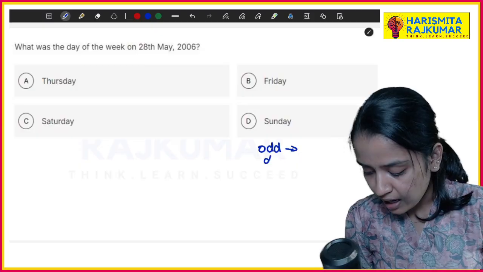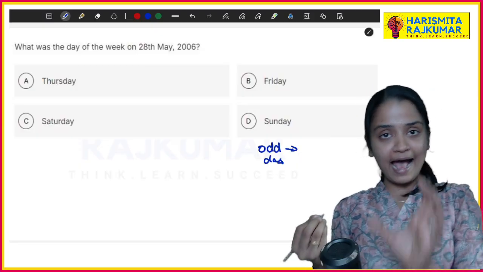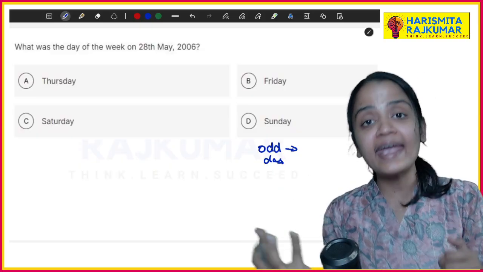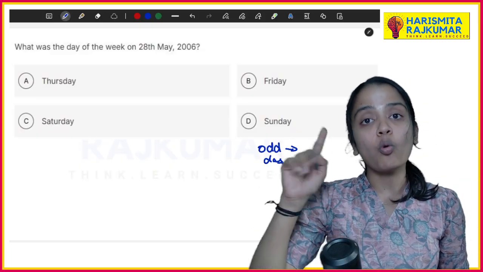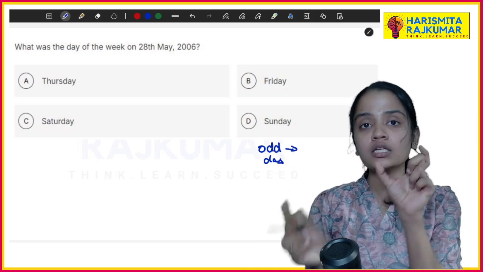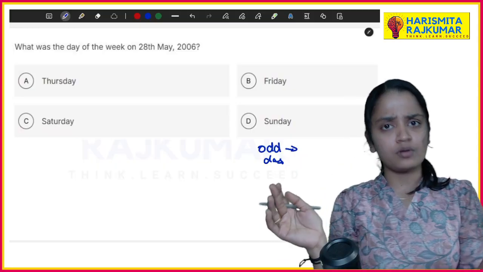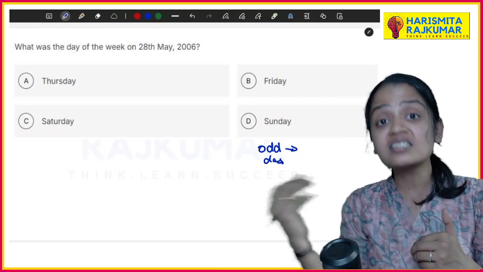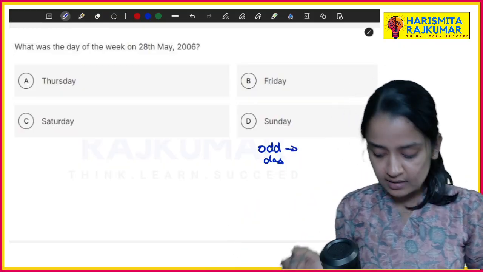Odd day is nothing but this: each week has 7 days. So if you have 8 days, in that one is an odd day, because 7 days make 1 week. The extra day is calculated as odd days.